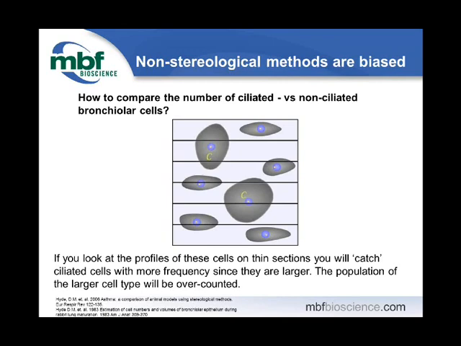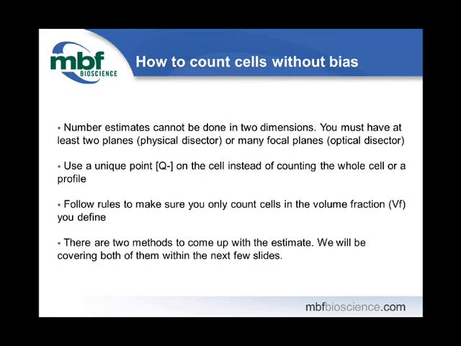And they compared this to a three-dimensional approach and found a significant difference in the numbers of cells they counted. And their three-dimensional approach followed special rules. And when we use stereology, we're going to follow these special rules so that we eliminate the bias before we even do the experiment. For instance, we want to eliminate the fact that big cells will be counted more than small cells. So this number estimate can't be done in two dimensions. You have to have at least two planes.